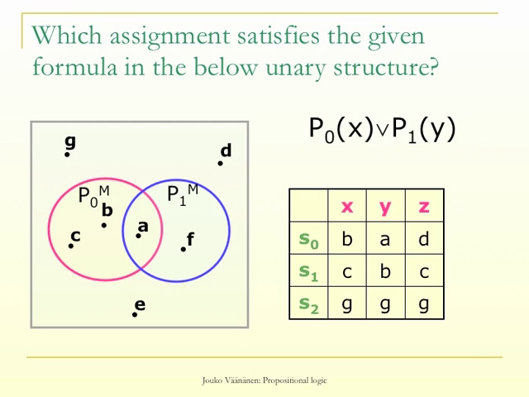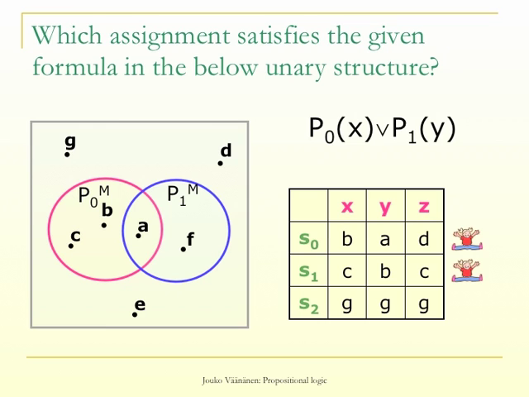Which assignments satisfy the formula P0x or P1y in the below unary structure? Even a casual look reveals that S0 satisfies the formula, as S0 gives x the value b, which is in P0m. Also, S1 satisfies the formula as it gives x the value c, and also c is in P0m.